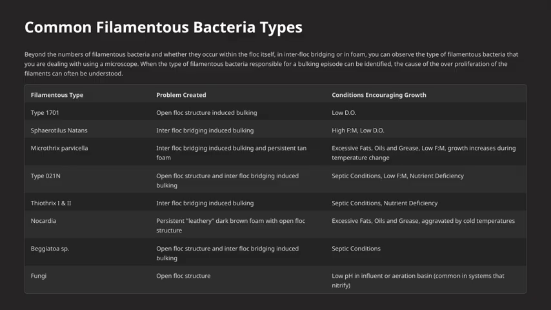Lastly, fungi tend to be associated with open flock structures, often due to low pH in the influent or aeration basin, which is common in systems that nitrify. By identifying these types under the microscope, we can get a much clearer picture of what's driving bulking issues and tailor our control strategies accordingly.